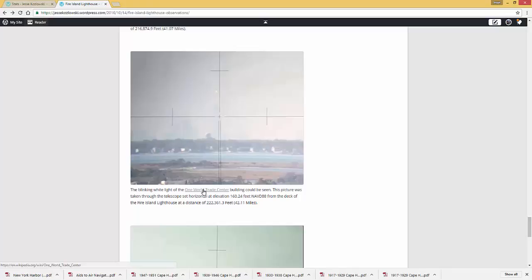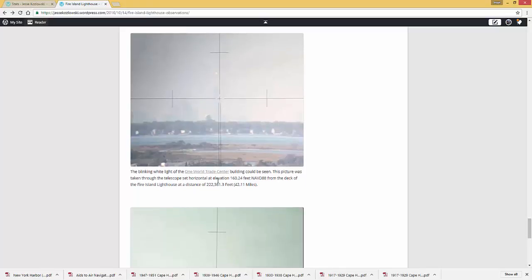This is just a link to Wikipedia for the building so you can get details on it. There's a blinking white light up top. Here again is my telescope set horizontal. It looks to me like I'm about midway up the building. I didn't do any computations on any of this. It's here for anybody that wants to take a look at this.